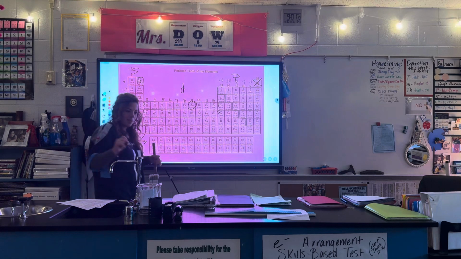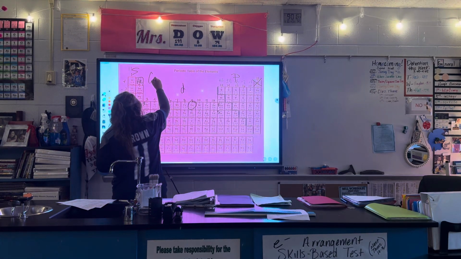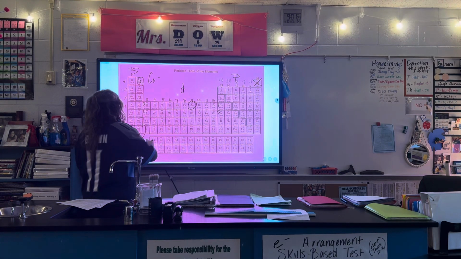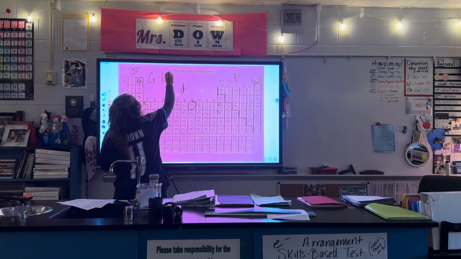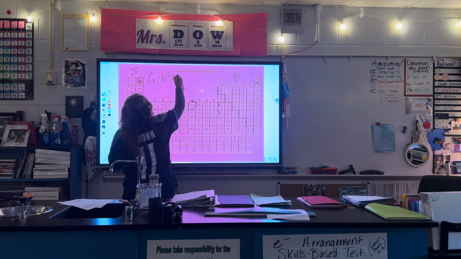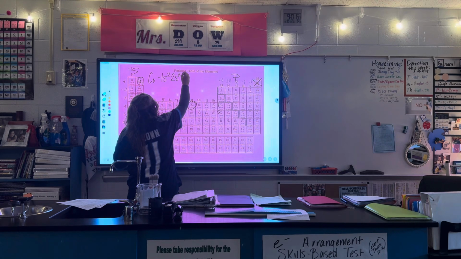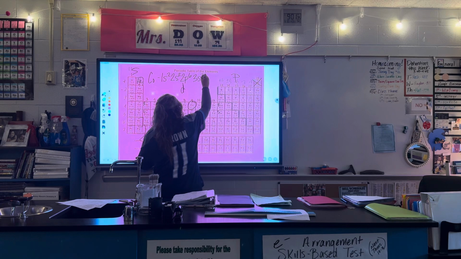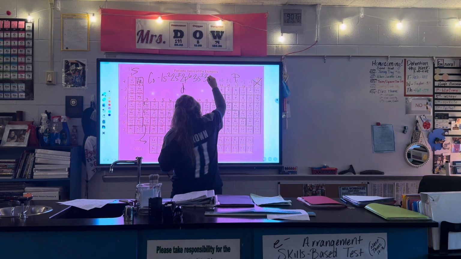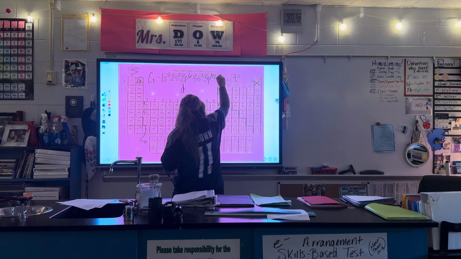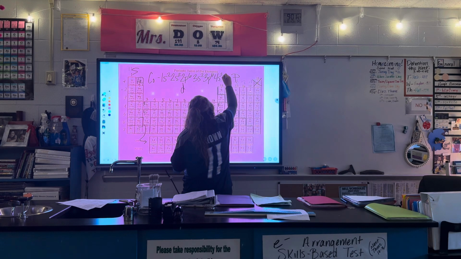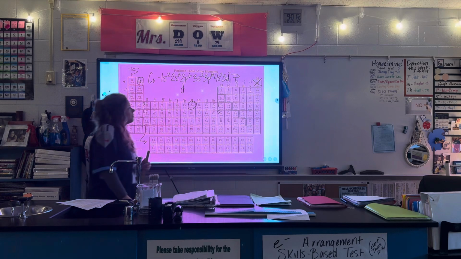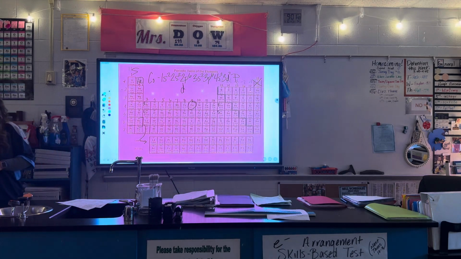So put this as an example on that slide. We did cobalt. All right, so we had 1s squared, 2s squared, 2p to the 6, 3s squared, 3p to the 6, 4s squared, and then 3d to the 7. So that would be the full electron configuration for cobalt.